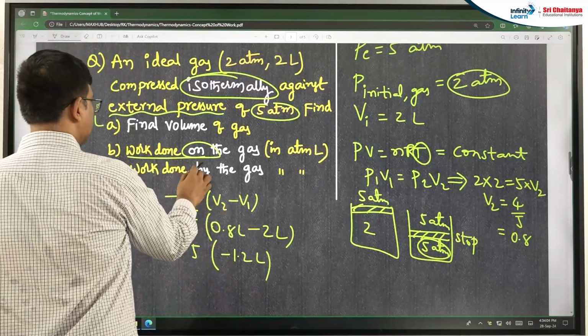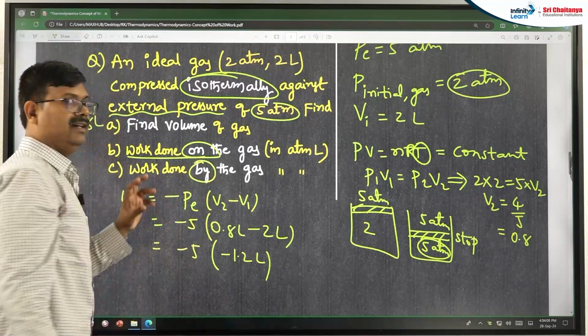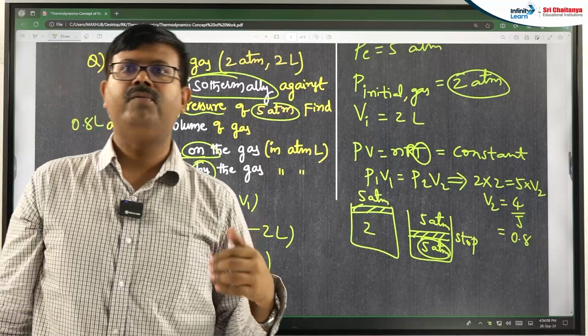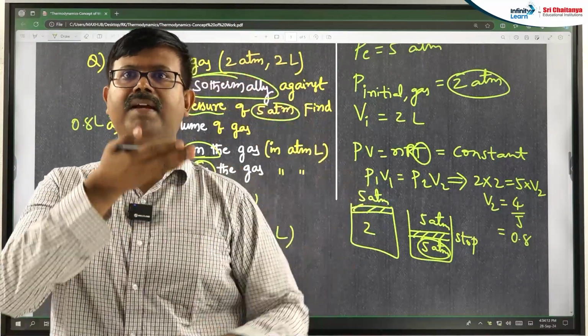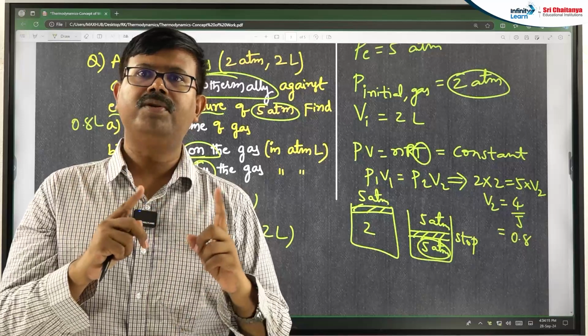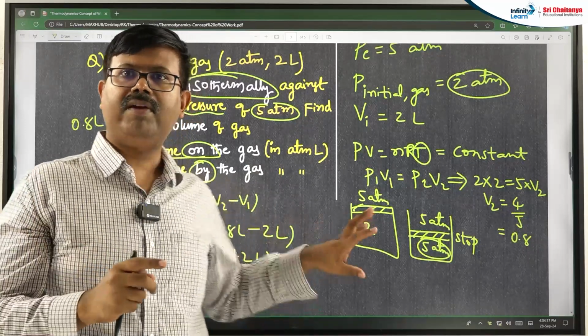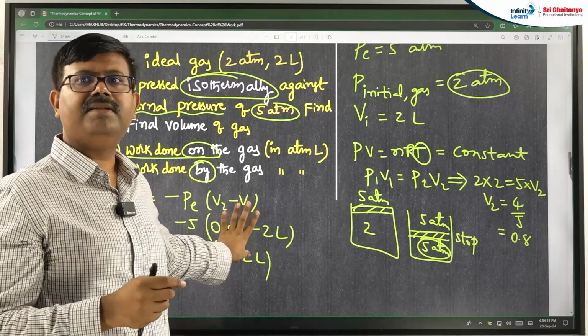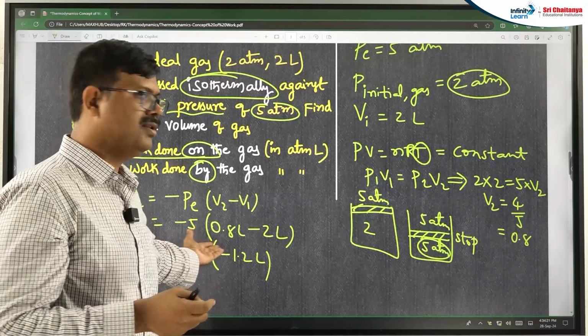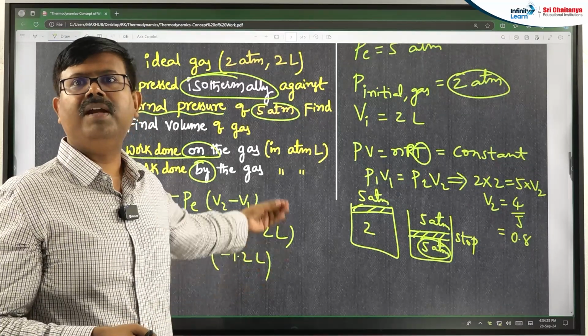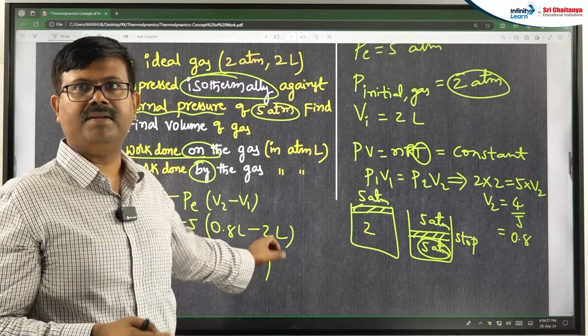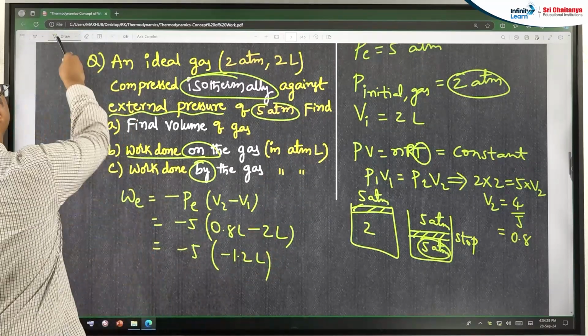What about the third part of the question? Work done by the gas. We already know the work done on the gas, and work done by the gas and on the gas will be opposite in sign. So whatever answer you get here, just change the sign. You will get positive 1 here. Now you put the negative sign before it, and you will get the answer to the third part of the question. So like that.